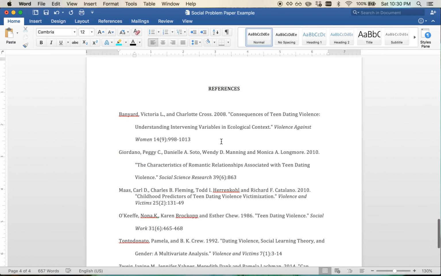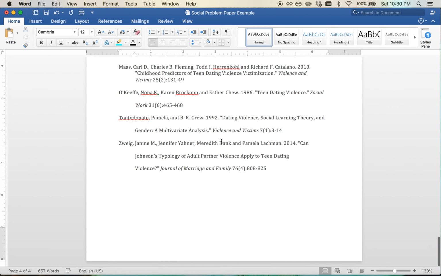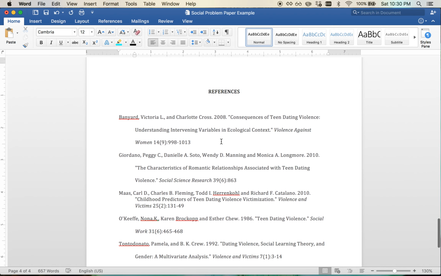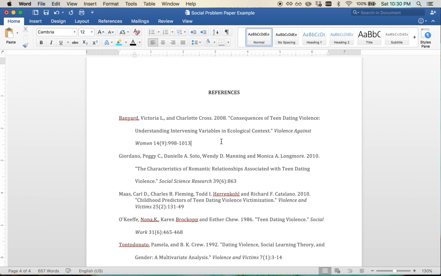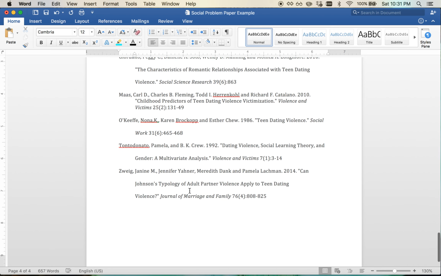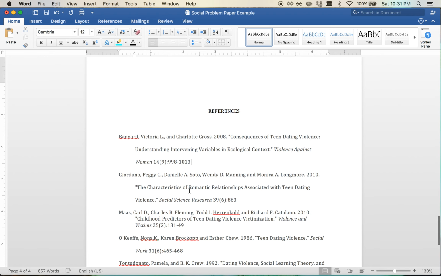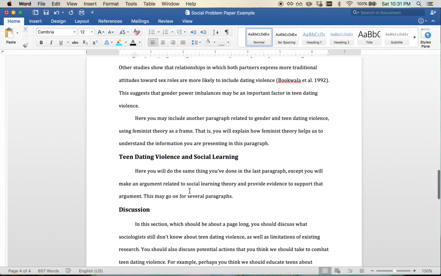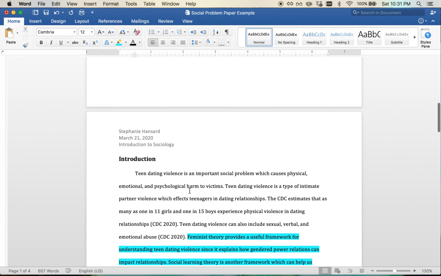Also notice that my reference list is in alphabetical order. And if you were to look these references up, you'd see that they're relevant to my topic and that they are peer-reviewed scholarly journal articles. So this is what I want you to focus on, although it's okay to include some books and some non-academic articles. In fact, I've made a mistake.